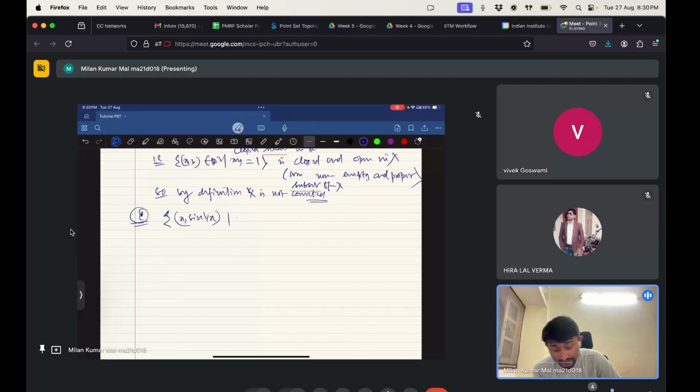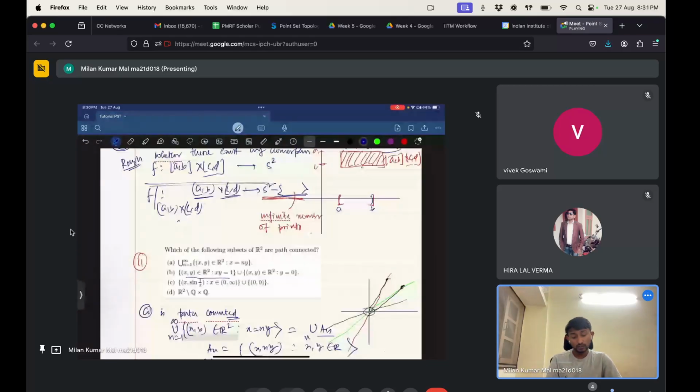The set is {(x, sin(1/x)) : x in (0, infinity)} union {(0, 0)}. The question is whether this set is connected or not, option C. What we have seen is that this is not connected, and we will prove it. So I think option A is correct, and D is correct.